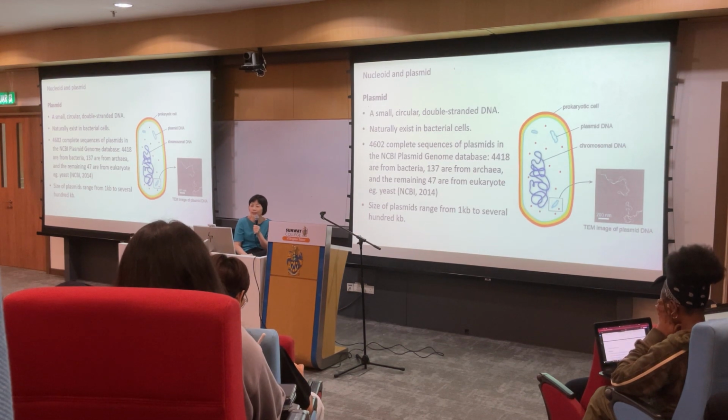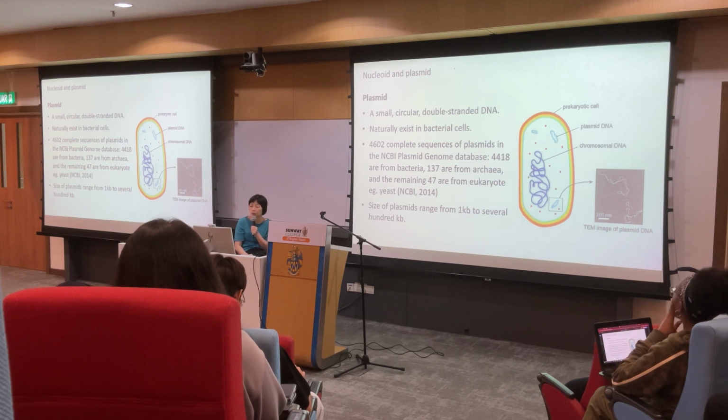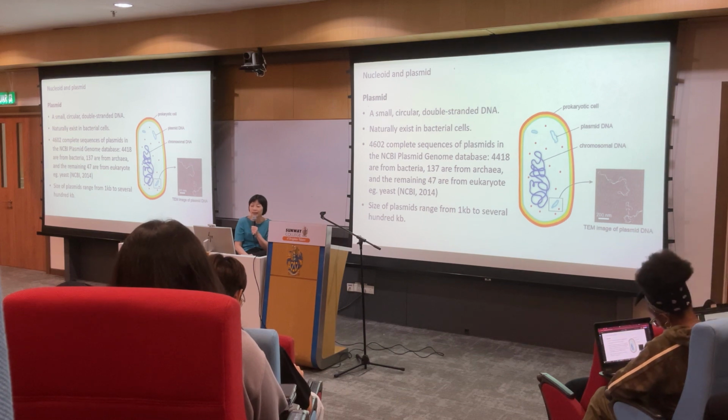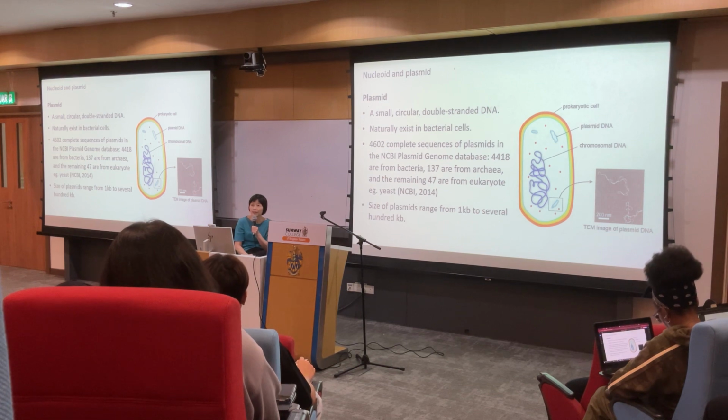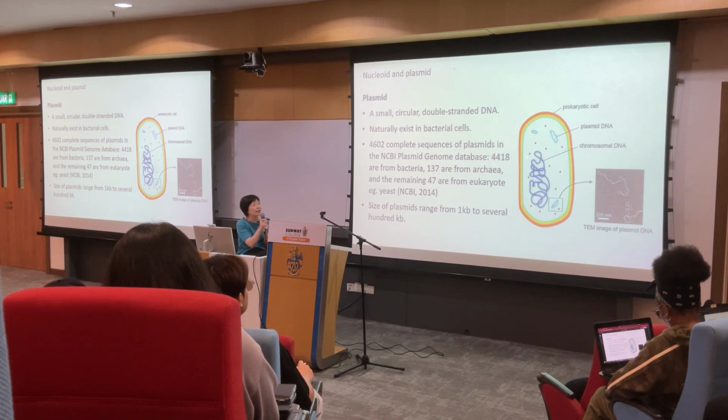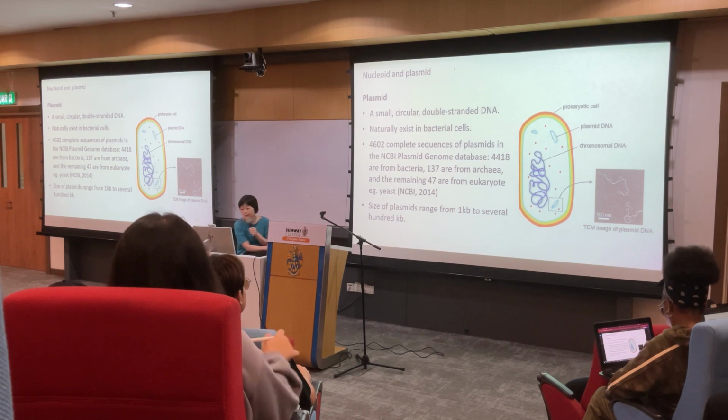The last one is the nucleoid and plasmid. Always remember, the nucleoid is actually the chromosomal DNA of the bacteria. It doesn't have a nuclear membrane. It's not like eukaryotes, which have a nuclear membrane covering the DNA, the chromosome. Instead, it sits at a particular region, and this region we call the nucleoid, including the chromosomal DNA. And what else?